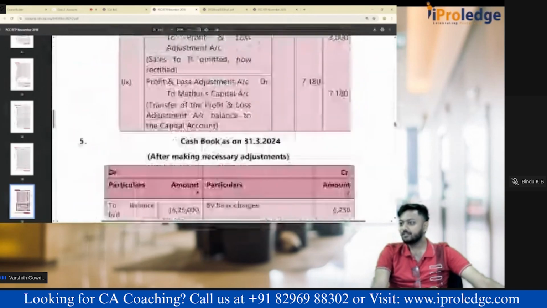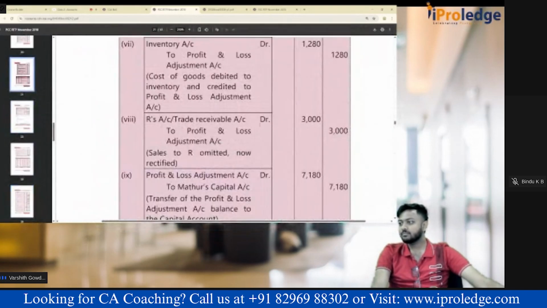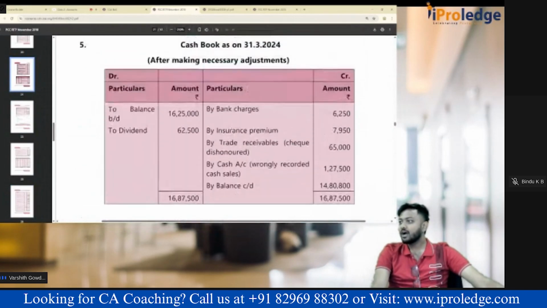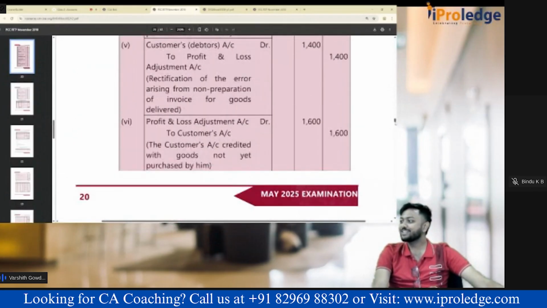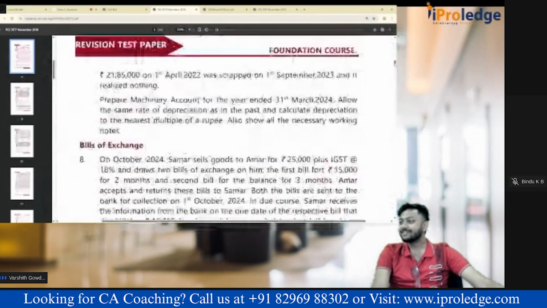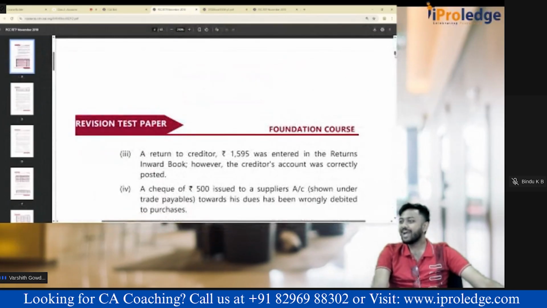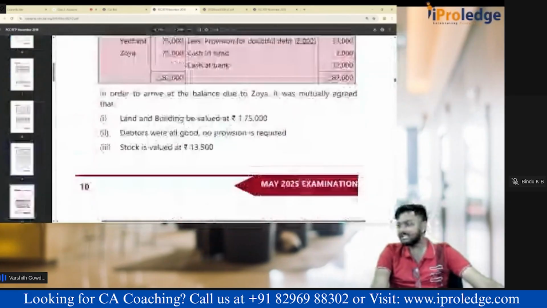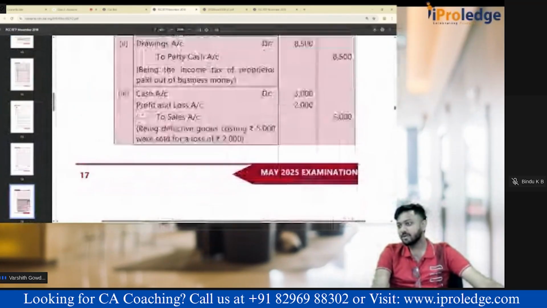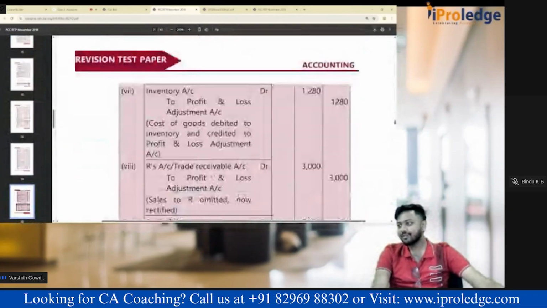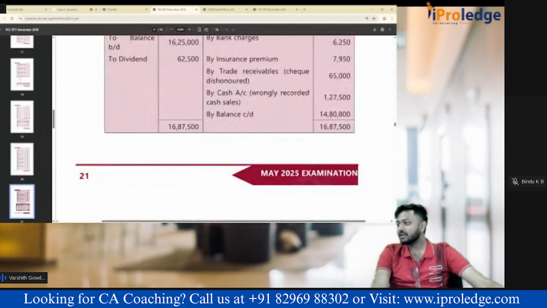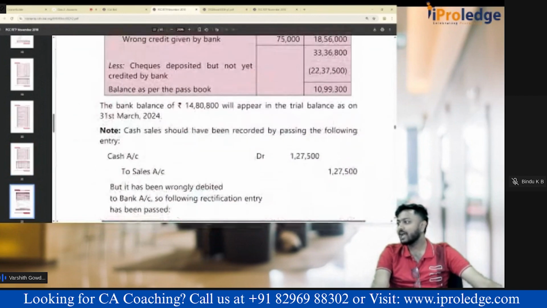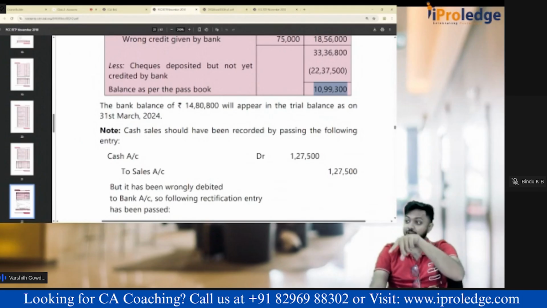10,99,000. Fifth one. Oh, it was adjusted cash book. We did not see the question. Anyways, we did the normal BRS. The answer will still be the same, but it was adjusted cash book. What was the answer? 10,99,300. Okay. Now, however, we have come to this question.